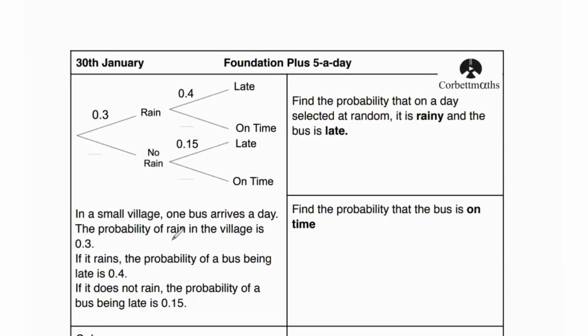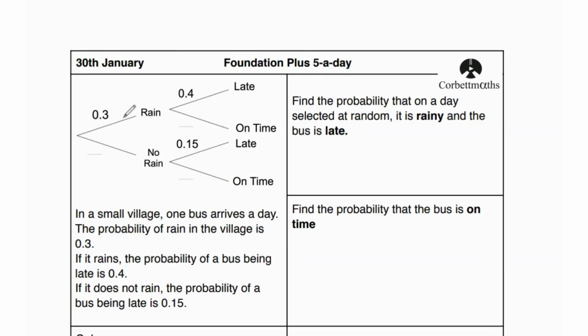The question says, in a small village, one bus arrives a day. The probability of rain in the village is 0.3. If it rains, the probability of the bus being late is 0.4. If it does not rain, the probability of the bus being late is 0.15. So first, let's begin with completing the probability tree diagram.